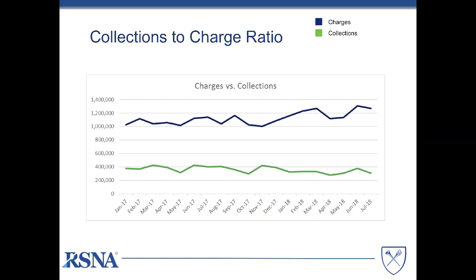How about collection to charge ratio? It's a widely used metric, but like any screening tool, it's highly imperfect. What if this were a graph for your group? How would you interpret this? Our charges, you might say, often used as a surrogate of our volumes, are going up. That sounds good. But our collections, here in green, remain stable. So what's going on? Are we seeing more denials? Perhaps a poorer payer mix. Or maybe payers are cutting our rates.